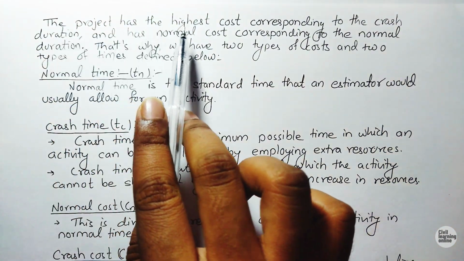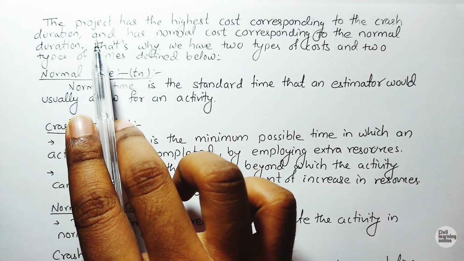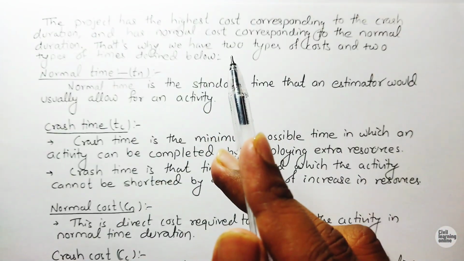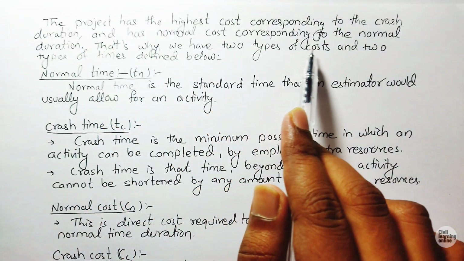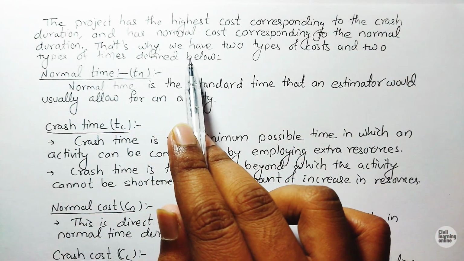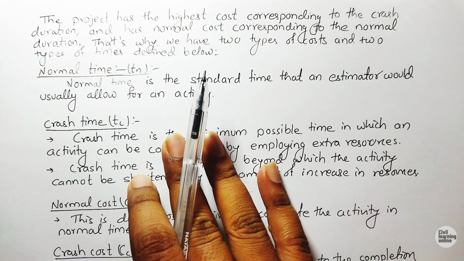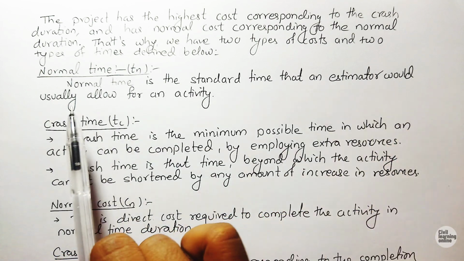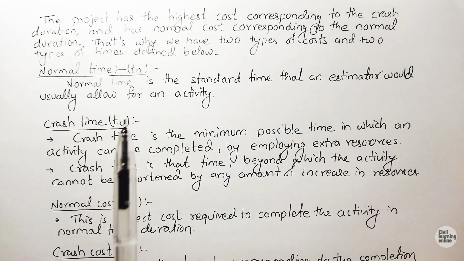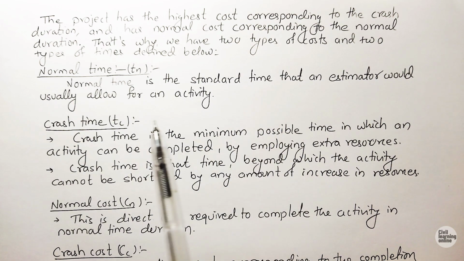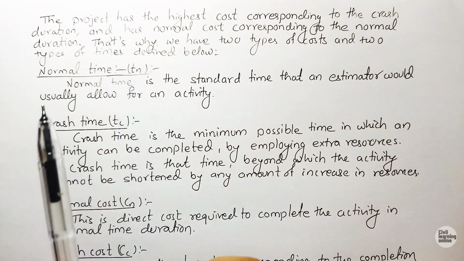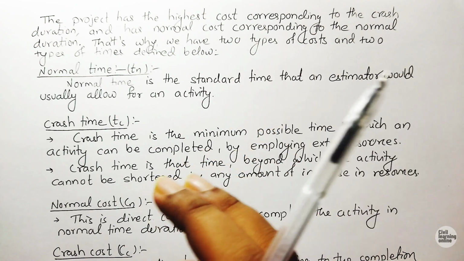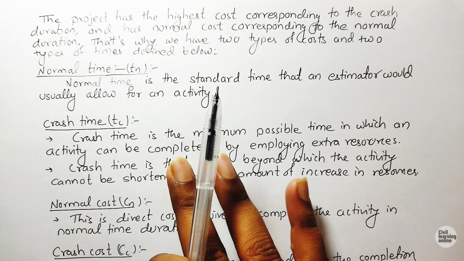The project has the highest cost corresponding to the crash duration and has normal cost corresponding to the normal duration. I have already mentioned it. That's why we have 2 types of cost and 2 types of time, which are defined below. The first one is normal time. Normal time is the standard time that an estimator would usually allow for an activity. In the diagram it was denoted by T, and normal time is usually the allocated time within which we have to complete that activity.